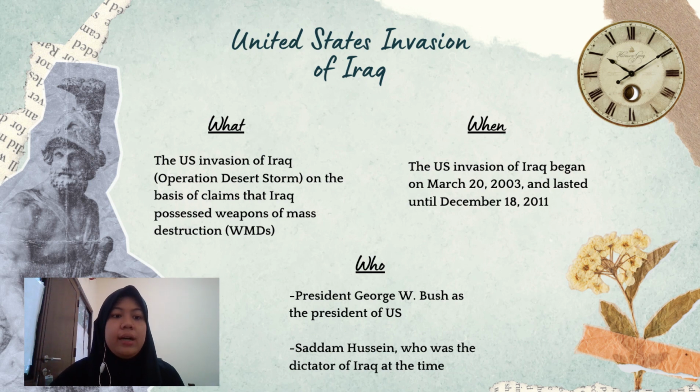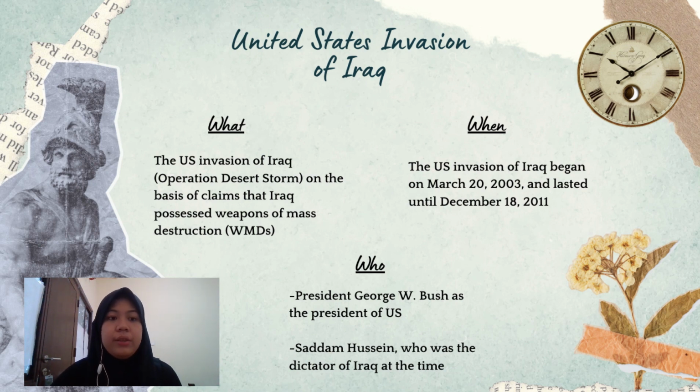Who are the subjects of this war? The decision to invade Iraq was made by the administration of President George W. Bush as the President of the United States, and it was primarily focused on toppling the regime of Saddam Hussein, who was the dictator of Iraq at the time. In addition, the US-led invasion of Iraq involved a coalition of several countries, including the UK, Australia, and Poland.